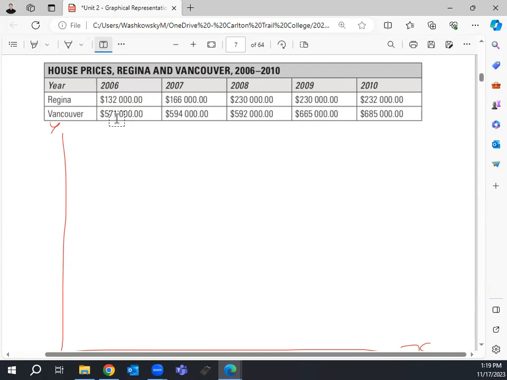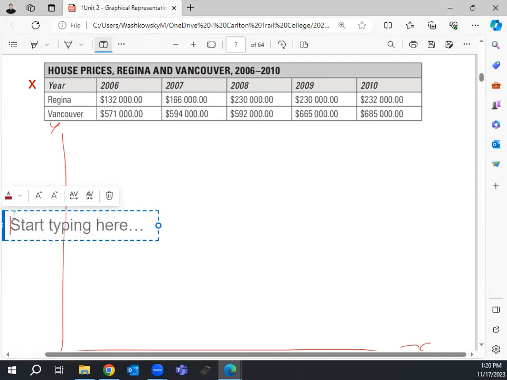Well, I see years. I have years here. What is years usually going to be? It's usually going to be the x-axis, right? Years is usually your x-axis. What's going to be my y-axis? Money. My y-axis isn't going to be Regina or Vancouver. Those are going to be my data sets, my points. But what will be my y-axis is money.